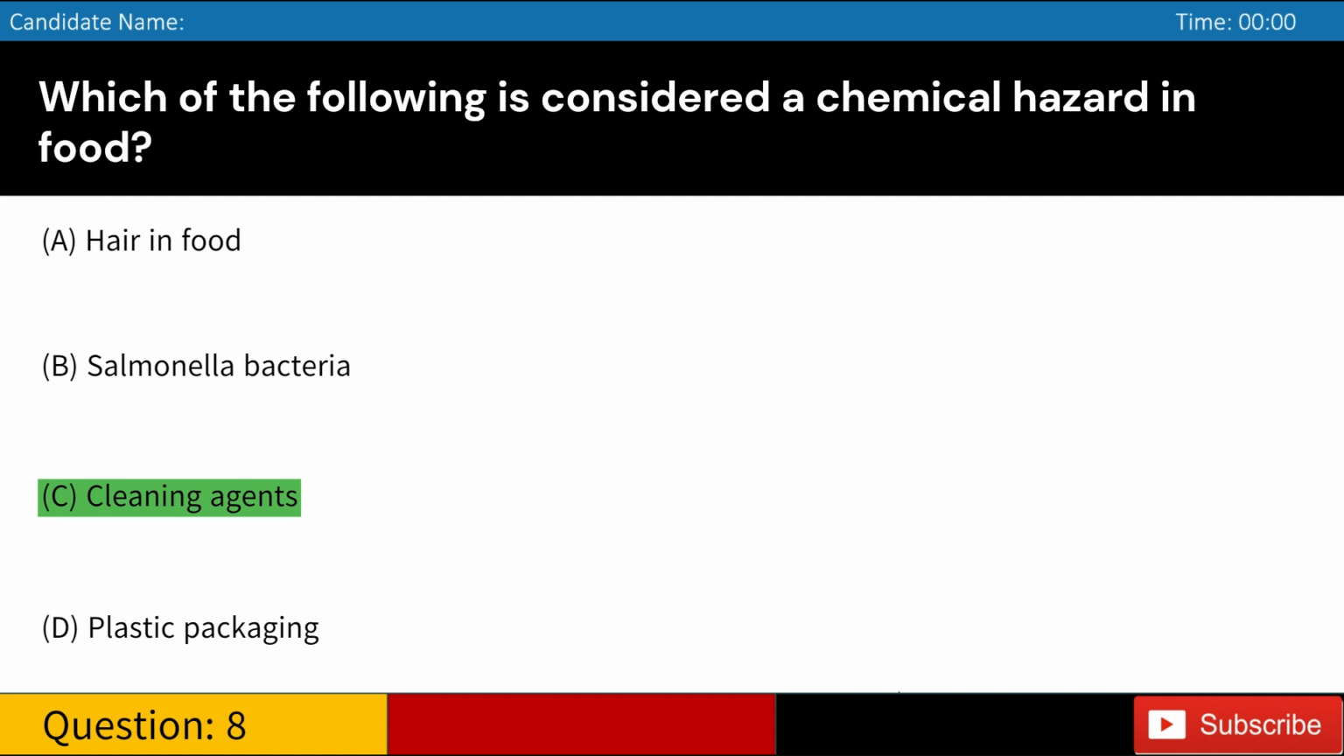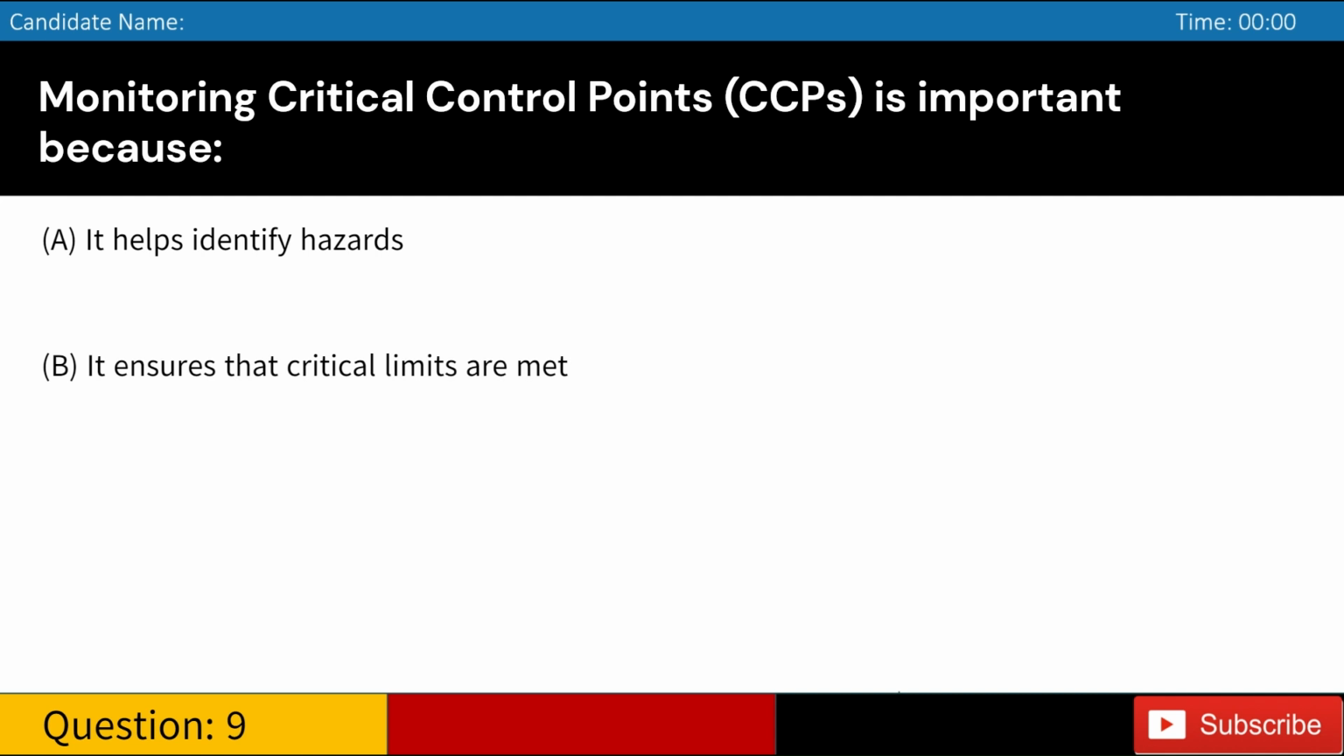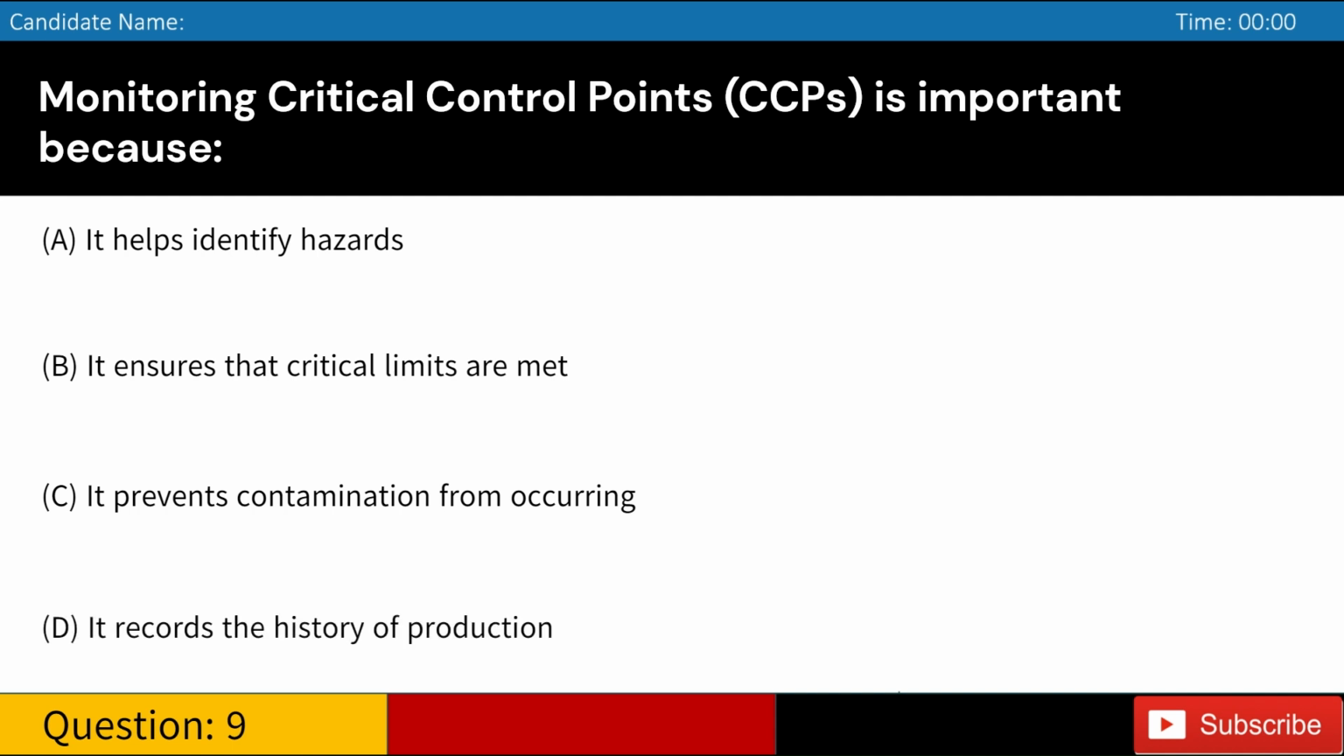Monitoring critical control points, CCPs, is important because A. It helps identify hazards. B. It ensures that critical limits are met. C. It prevents contamination from occurring. D. It records the history of production. Answer B. It ensures that critical limits are met.